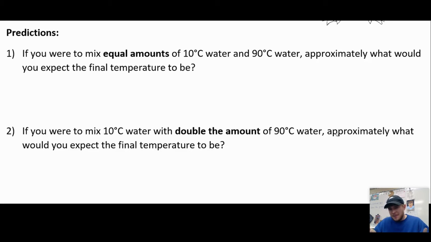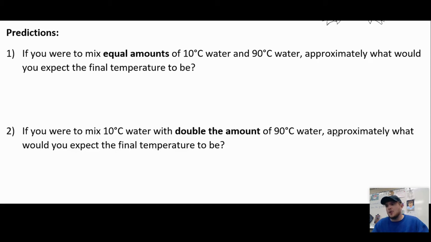What would happen if you mix those two together in a third beaker? You got an empty third beaker, you mix the two together, and then you took the temperature. What do you think that final temperature is going to be? Once you mix it all together, you have equal amounts of both, but one's at 10 degrees, one's at 90 degrees, you mix them together. What temperature do you think it's going to be? Prediction one. Doesn't have to be right, just whatever your prediction is.